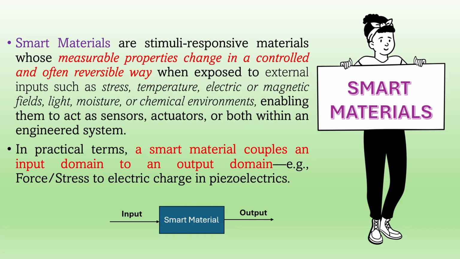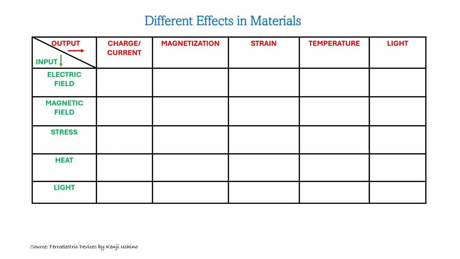Let's look at this diagram showing various effects in materials. It represents how a material connects an input, like electric field, stress, or heat, to an output such as charge, magnetization, or strain. This coupling between input and output forms the basis of smart materials. Every material interacts with its environment. It takes some input stimulus and produces a measurable output.